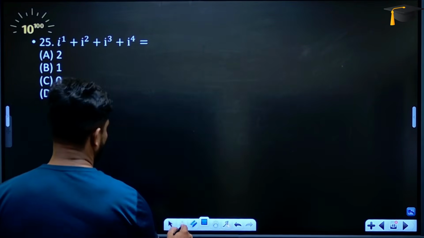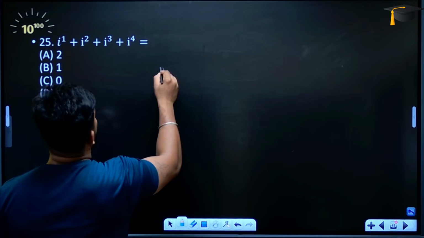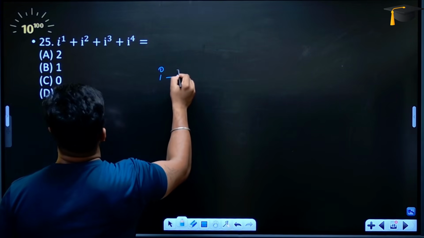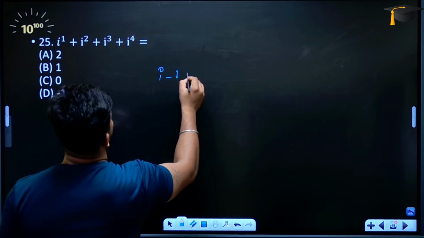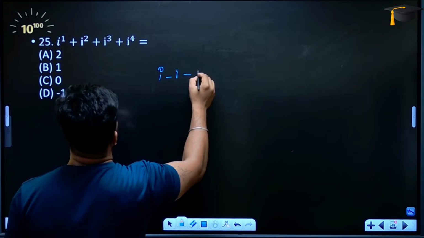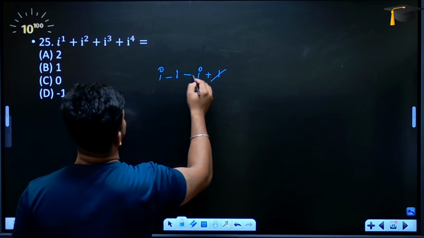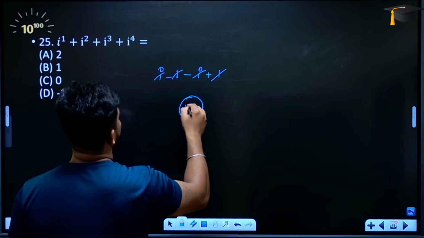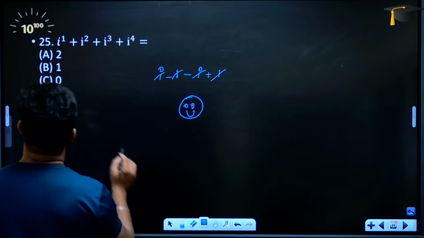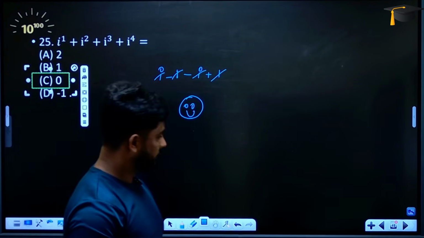Next, this is simple. I to the power 1 is I, plus I square is minus 1, plus I to the power 3 is minus I, I to the power 4 is plus 1. So this cancels, this cancels. The answer is 0. So option C, 0, is the right answer.